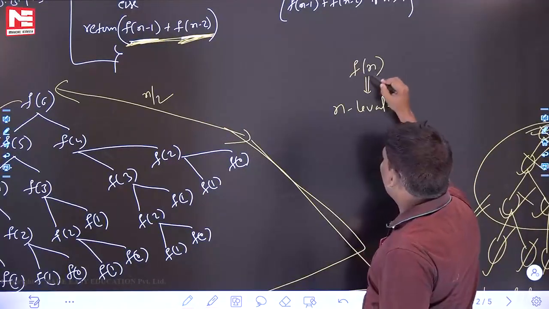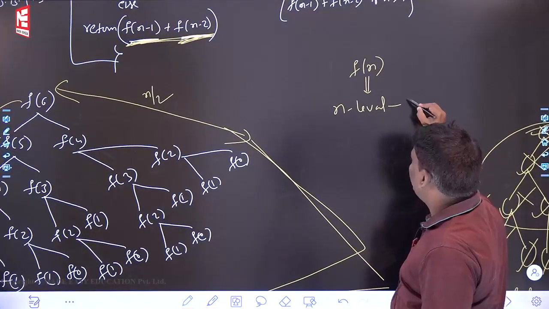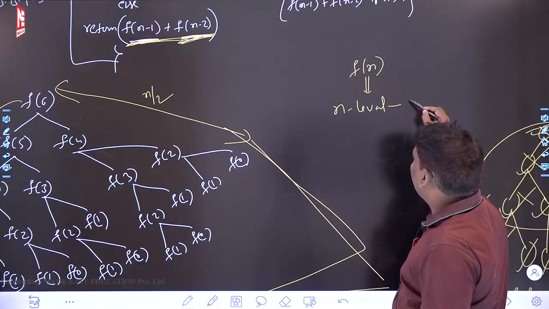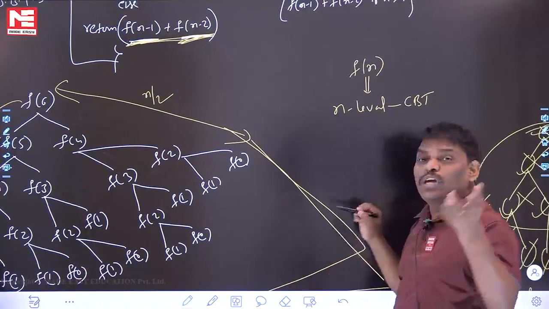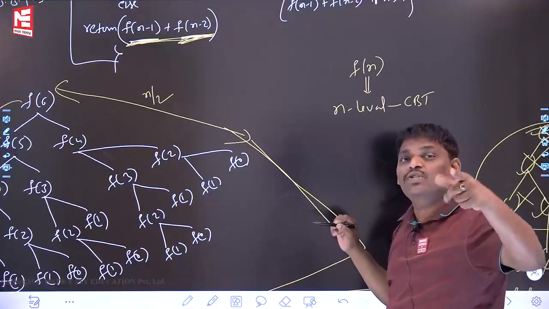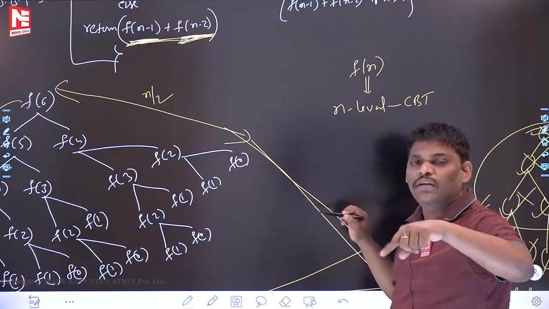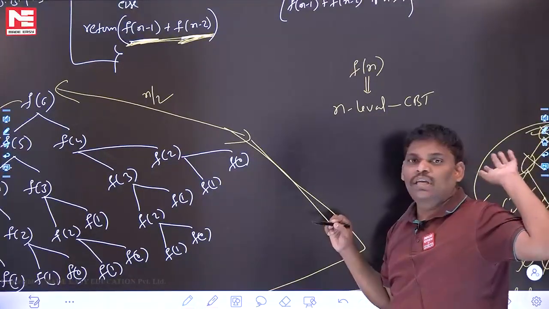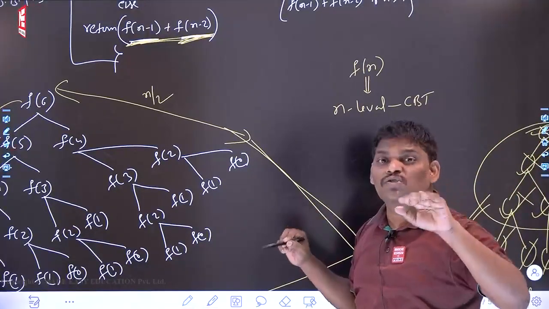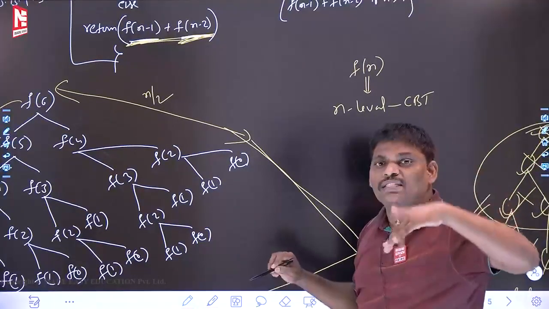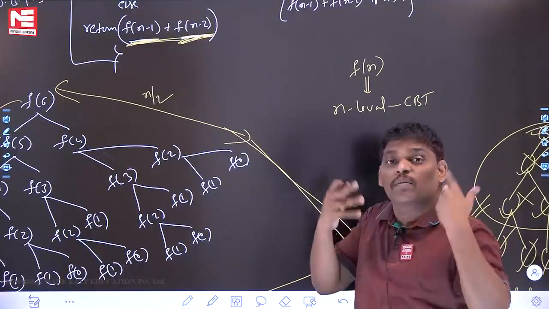Fibonacci of n generated. How many level tree? N level tree, it's okay. N level binary tree or complete binary tree? N level binary tree, but I am writing complete binary tree. Actually it is a binary tree, but I wrote complete binary tree. What is the meaning? Even though gaps are available, assume no gaps are there. Some people are asking, sir, how can you assume no gaps are there? Am I taking less or more? More I am taking. Actually it is a binary tree. I am saying that it is a complete binary tree.